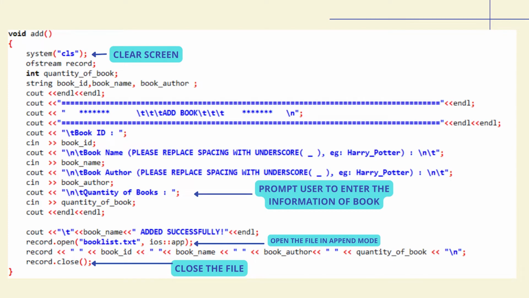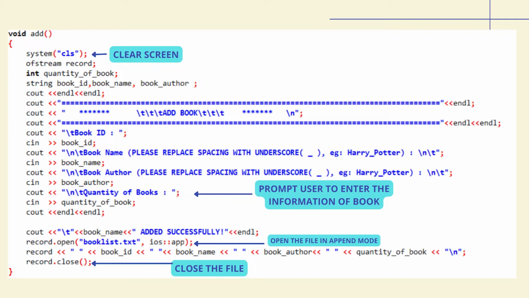For the add function, first of all, we have to clear the screen. Then, we print out the header add book on the screen. After that, we prompt the user to enter the book information, which are book ID, book name, book author, and quantity of book. We also have to print the words book added successfully.